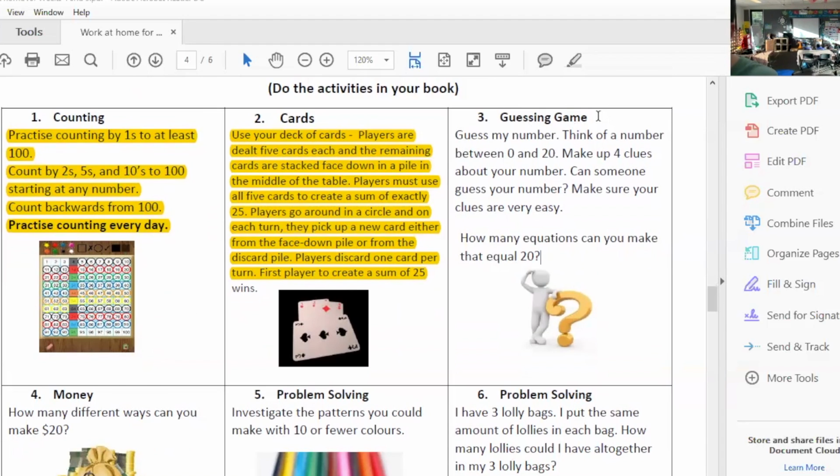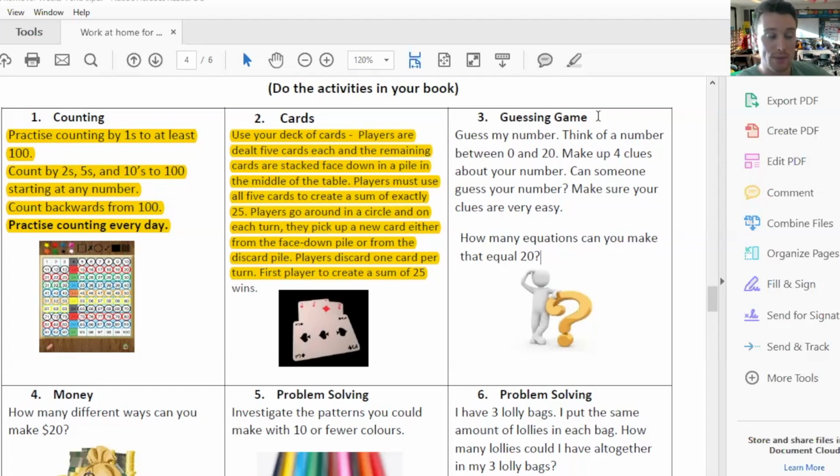You can pause the video and do the same, or I will show you what it looks like in my book very, very soon. Guessing game. There we go. So guessing game. Guess my number. Think of a number between 0 and 20. I'll tell you what that means in a second. Make up 4 clues about your number.